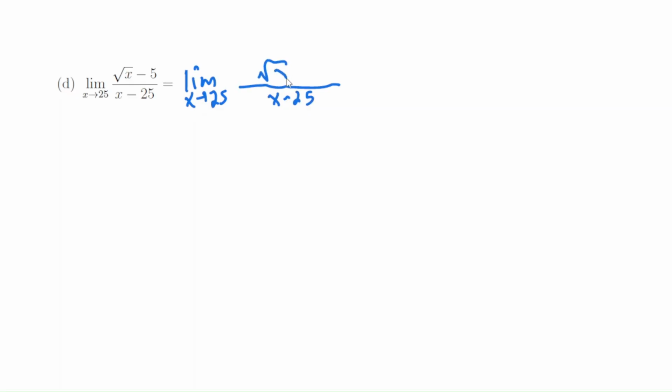If we have the square root of x minus 25, the conjugate of that will be the square root of x plus 5. So we're going to multiply this by the square root of x plus 5. Now, if we do that, we're changing the problem, obviously. So we can't just do that.